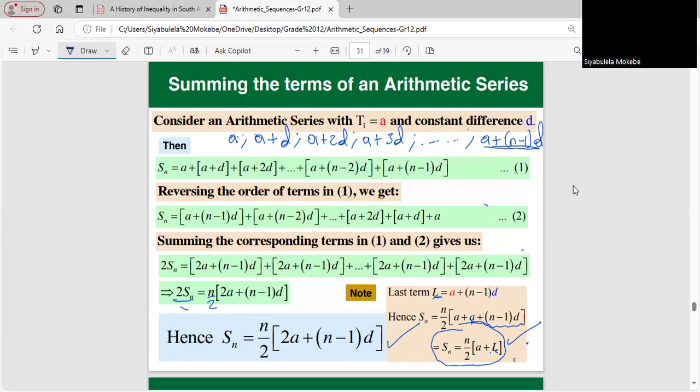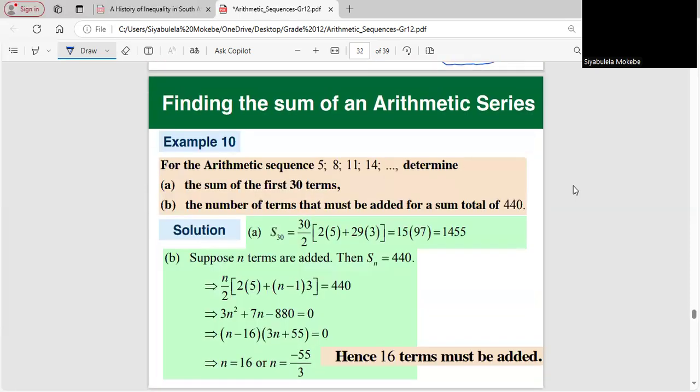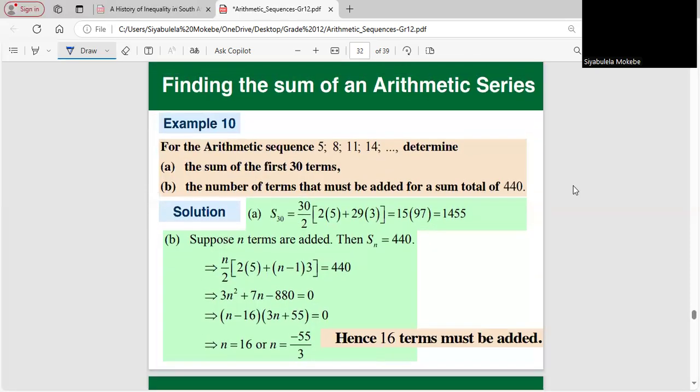Please pause the video and try this on your own. Try and deduce these two formulae on your own, because this is very, very important for you to know, because it's examinable.